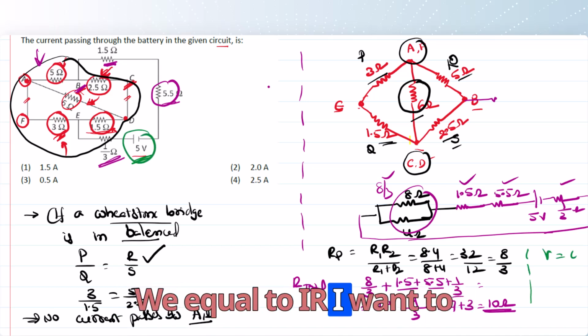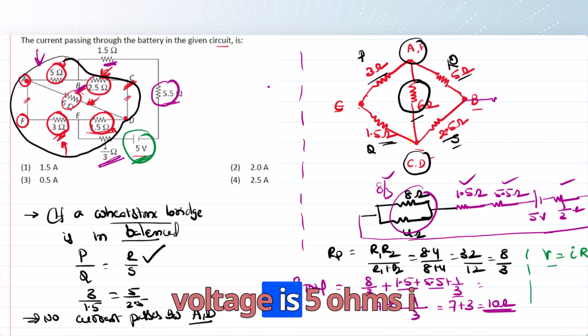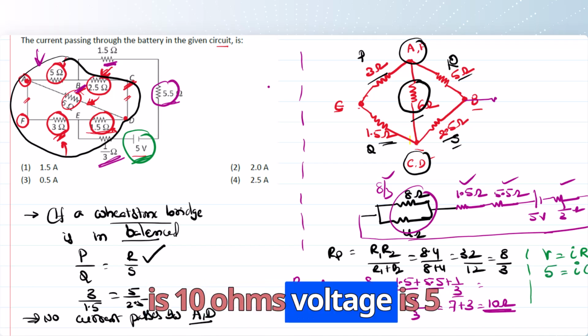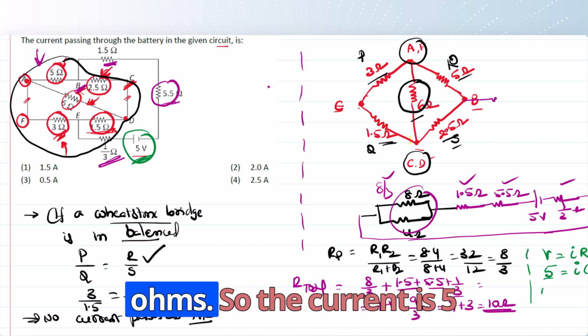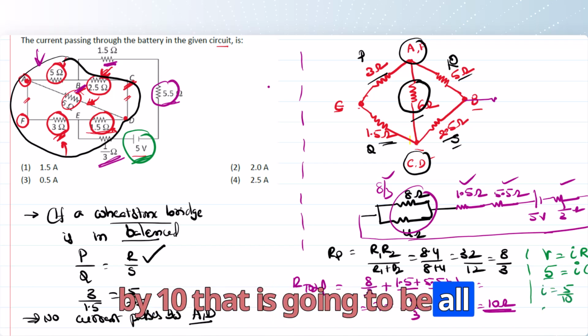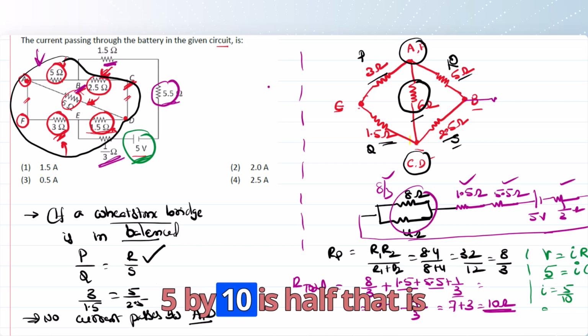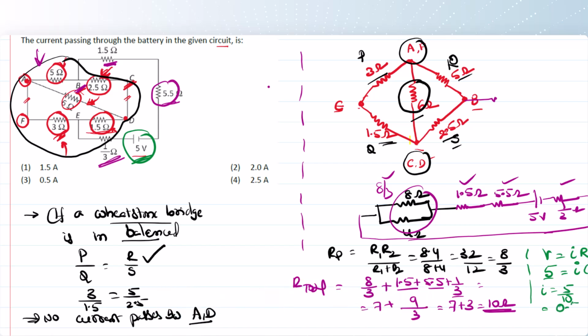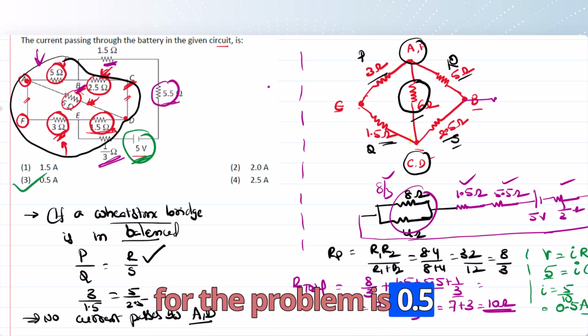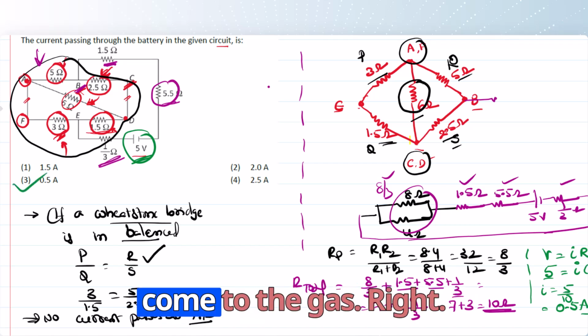V equal to IR. I want to find out the current. Voltage is 5 volts, resistance is 10 ohms. So the current is 5 by 10. 5 by 10 is half, that is 0.5 amperes. So the answer for the problem is 0.5 amperes. That's how we come to that answer, right?